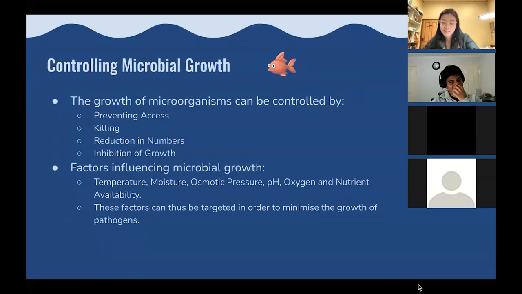So, the growth of microorganisms can be controlled by what's listed there. So, preventing excess, killing the bacteria, trying to minimize the reduction of numbers, or I guess minimize the growth. This is really important, high yield stuff. So what influences microbial growth? You need to really look at temperature, moisture, pH, oxygen, and their availability to get nutrients from the body, okay? So if you take away some of these things, then you're going to be able to kill or at least inhibit the growth of the pathogen, okay?